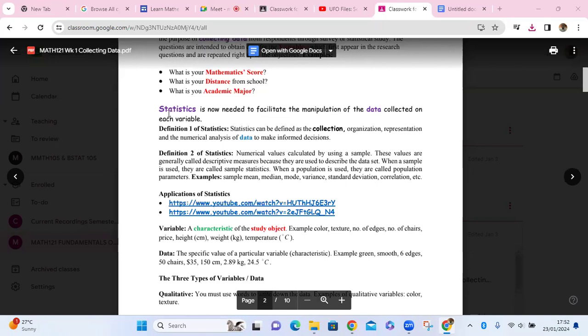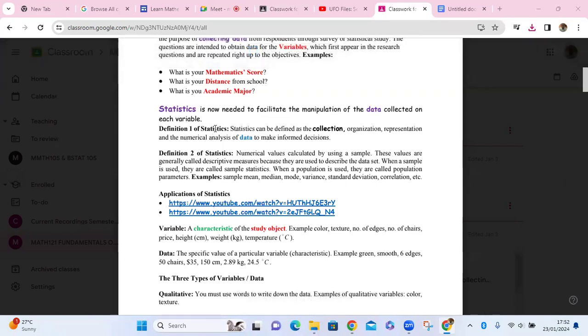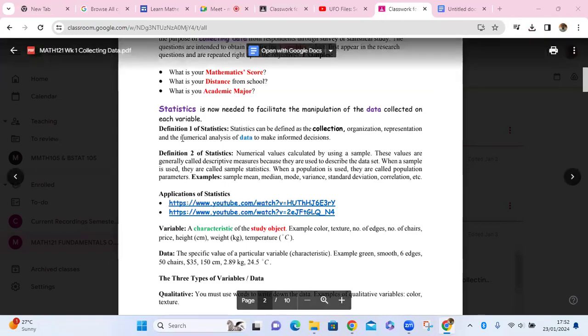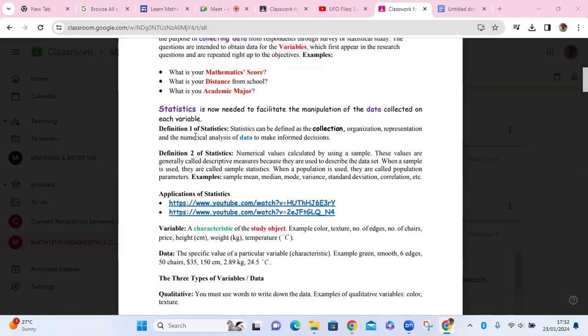Now we know that statistics can be defined in 2 different ways. It can be defined first and foremost as a series of collection, organization, representation, and the numerical analysis of data to make informed decisions. Now, in the numerical analysis, calculations will be taking place. So you have a second definition, which says that statistics can also be viewed as numerical values that were calculated by using a sample. So in the numerical analysis, the calculations that were made from the data, if that data is from a sample, these numbers that were calculated are called statistics.